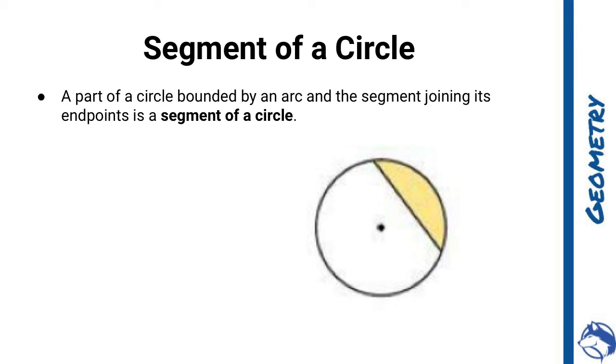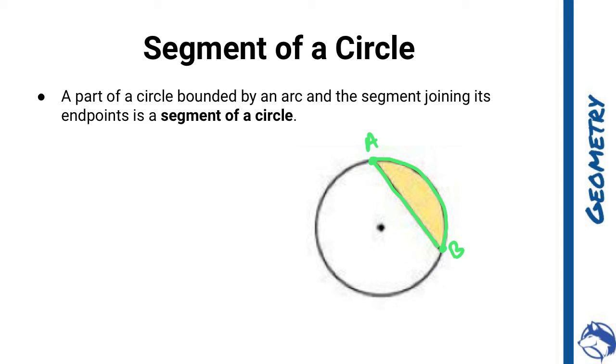Last thing we're going to talk about today is the segment of a circle. So the segment of a circle is the part of a circle bounded by an arc and the segment joining its endpoints. So if I were to call this A and B, it's bounded by this straight line that connects them and the arc AB.